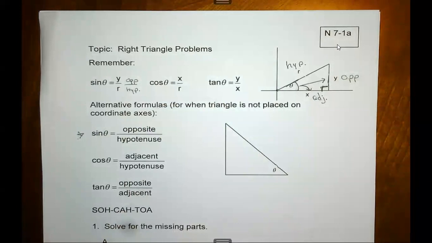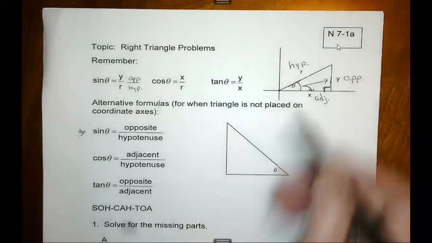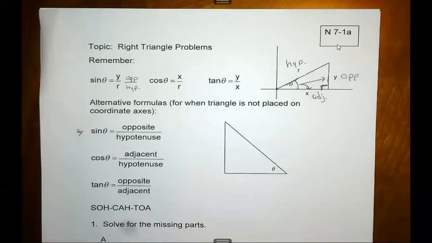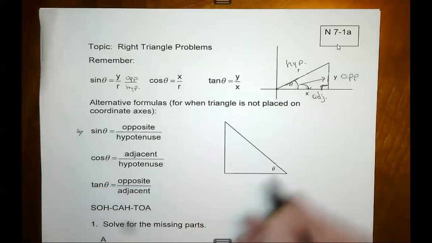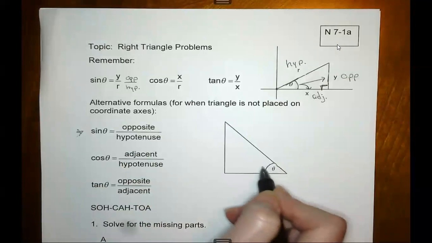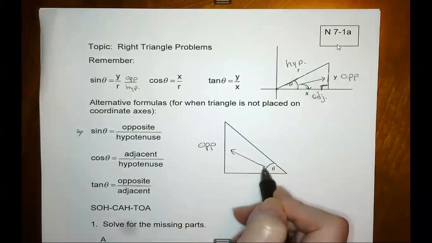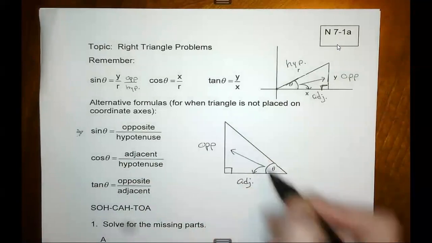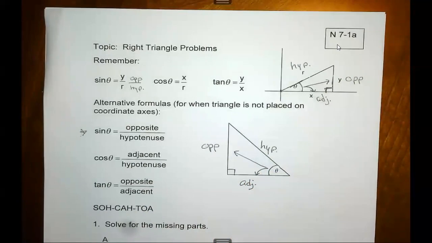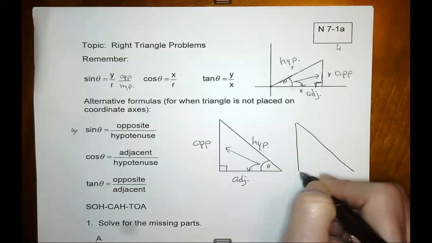So regardless of whether or not my angle of reference, which is usually at the origin, is in the coordinate plane or not, I can use these terms even if I can't really figure out which one is x, y, or r. So in this triangle that I've got drawn here, this is my angle. So straight across becomes my opposite side. This would be my adjacent side, and the longest side, the one that's always across from the right angle, would be my hypotenuse.